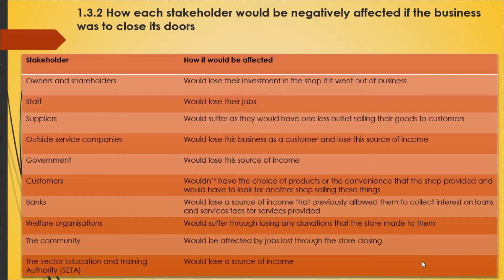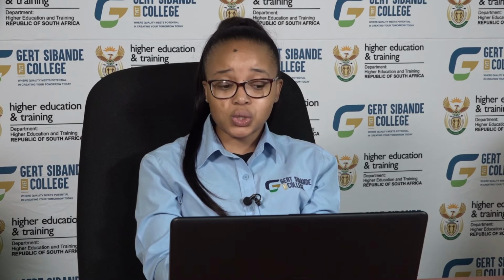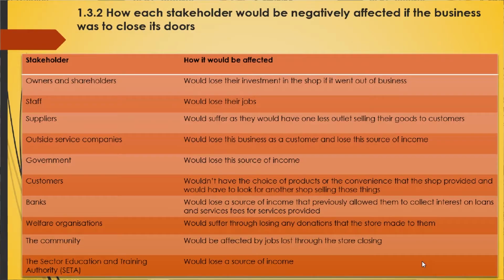And customers. If a business was to close down its doors, customers wouldn't have the choice of products or the convenience that particular business provided, and would have to look for another shop which is selling the same thing that the business that has closed down was actually selling. And then with banks, they would lose a source of income that previously allowed them to collect interest on loans, as well as service fees for the services provided. Then with welfare organizations, they would also suffer through losing donations that the store made to them.